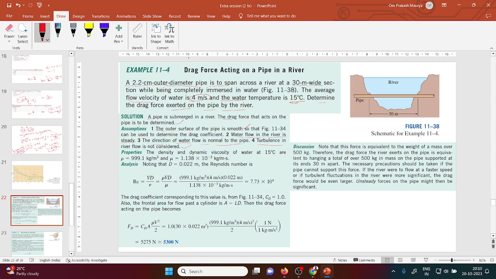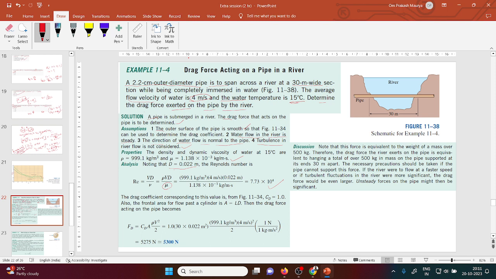So what is given at 15 degrees Celsius? Your density is this, and dynamic viscosity 1.138 into 10 to the power minus 3. And D is given how much? 0.022 meter. The Reynolds number you can calculate easily. Rho V D divided by mu. So this is equal to 7.73 into 10 to the power 4.